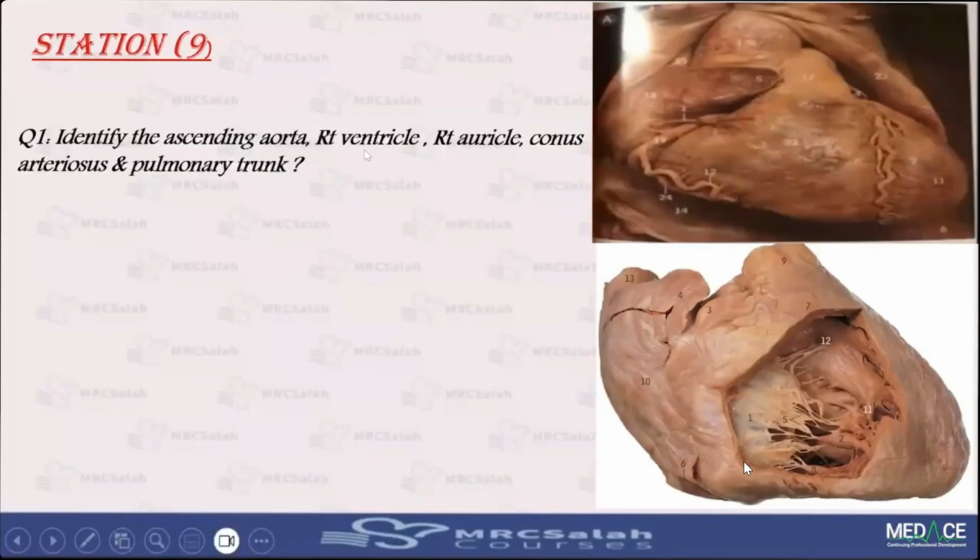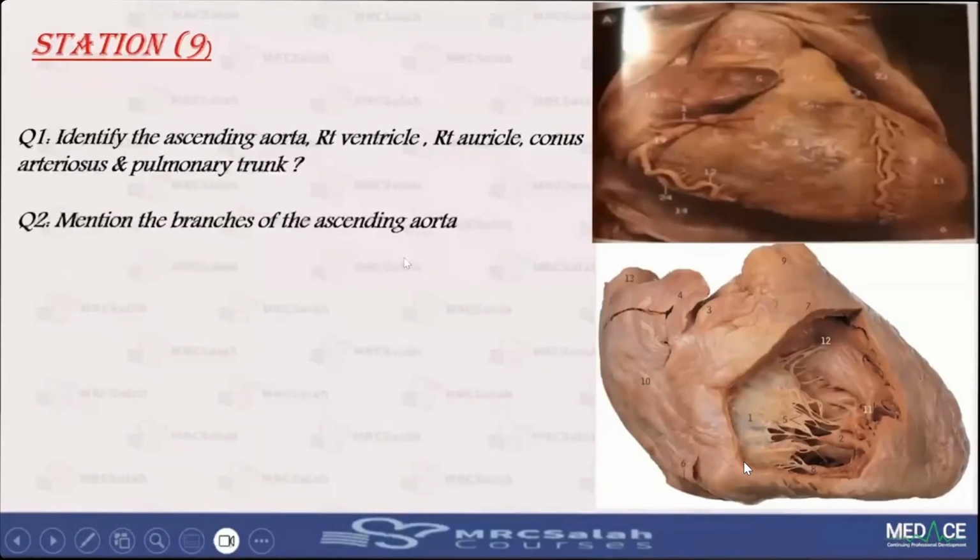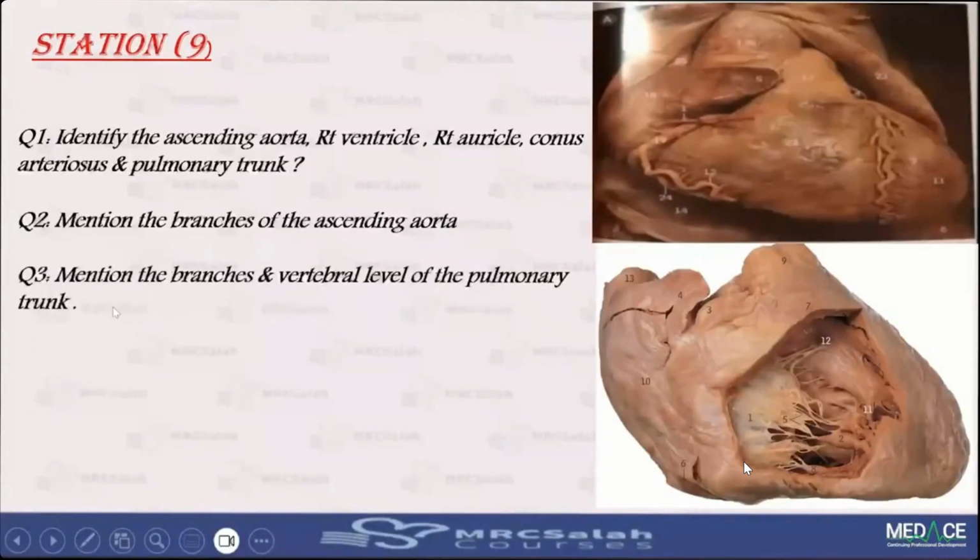And what about the right auricle? 5. In which of them? The one at the top. And what about the one in the bottom? The right auricle is 4. And what about the conus arteriosus? In the bottom, it's 7. And the pulmonary trunk? It's 9 in the bottom, 17 at the top. Brilliant. Would you mention the branches of the ascending aorta, please? It's the right and left coronary arteries coming from the right and left coronary sinuses.